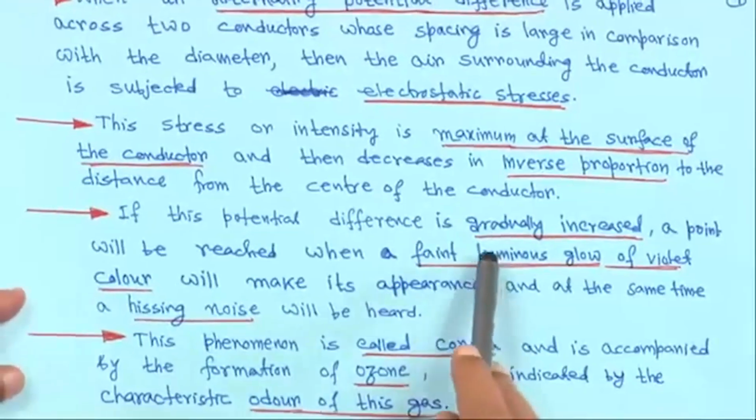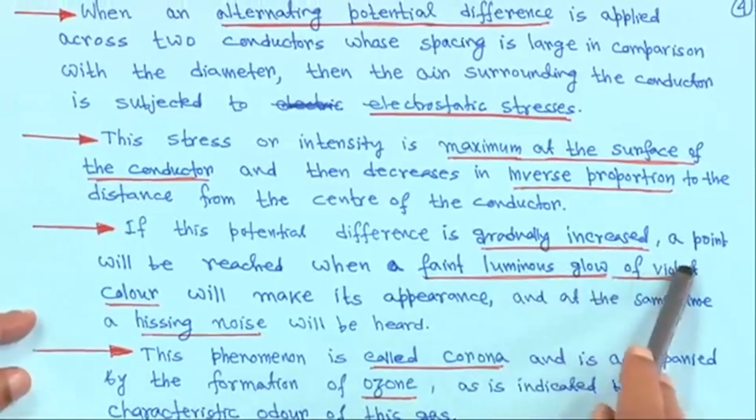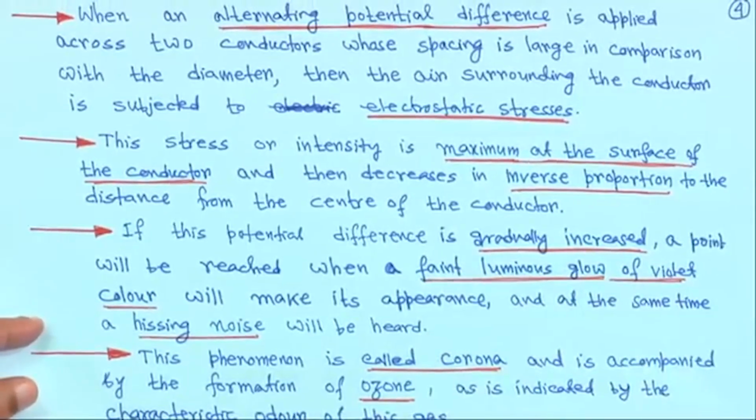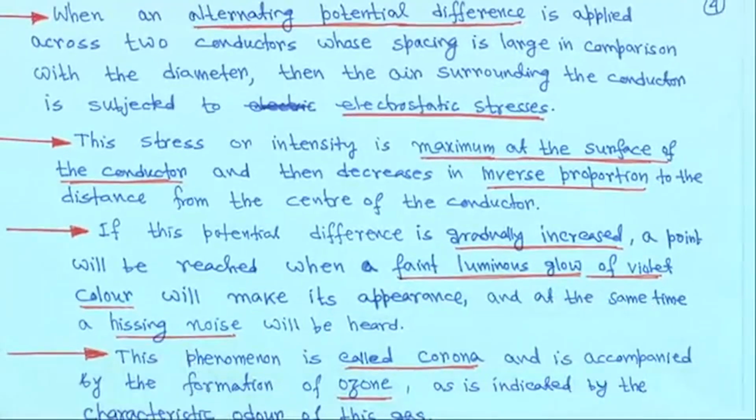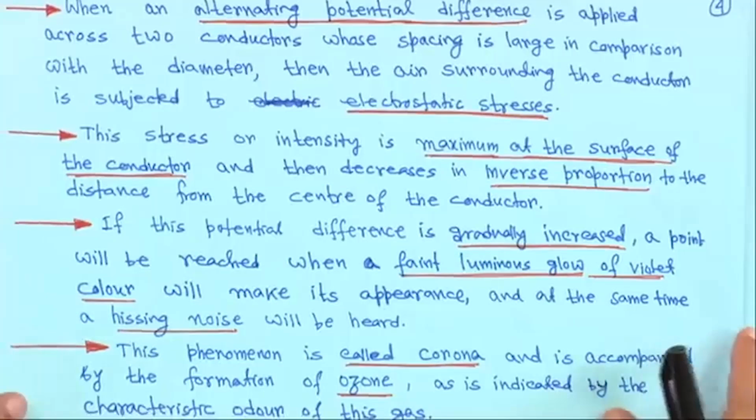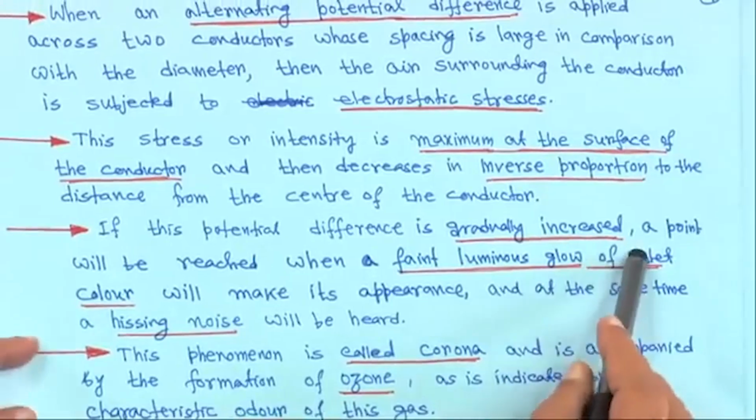Now, if the potential difference is gradually increased, I mean, if you go on increasing the potential difference, then a point will be reached when a faint luminous glow of violet color will make its appearance, and at the same time a hissing noise will be heard. Now, two conductors are there, and suppose you gradually increase the potential difference.